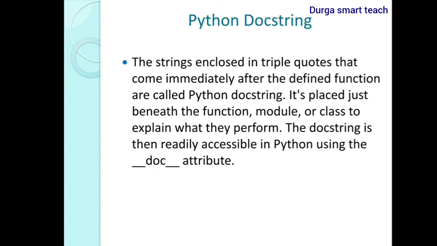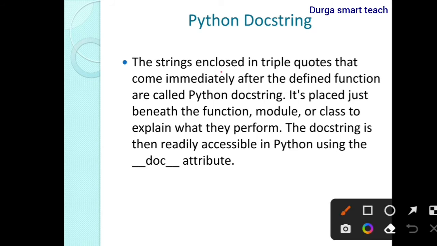Next one is Python docstring comments. The strings enclosed in triple quotes that come immediately after a defined function are called Python docstrings. So if the string is enclosed between triple single quotations or triple double quotations and comes immediately after the defined function, it is known as a docstring.